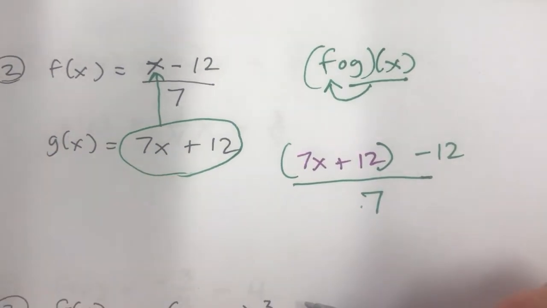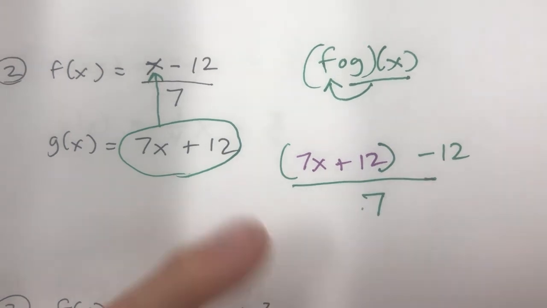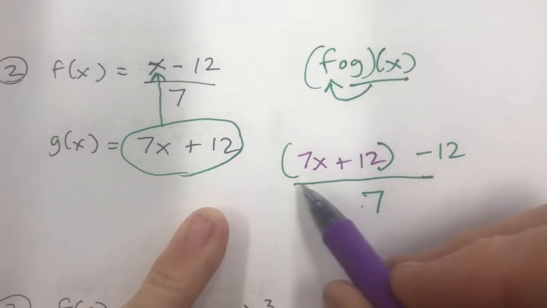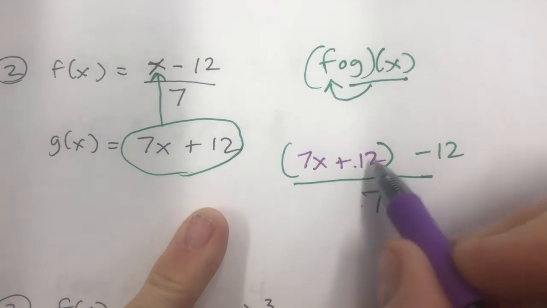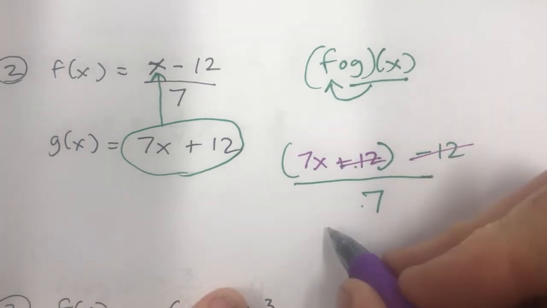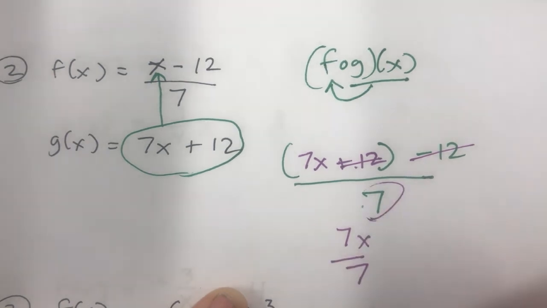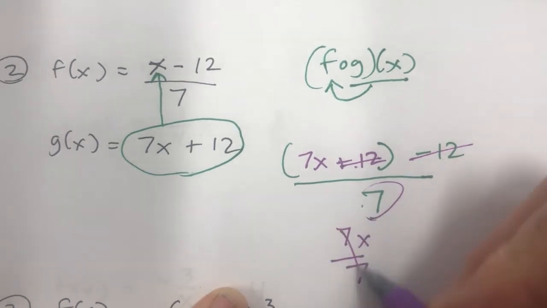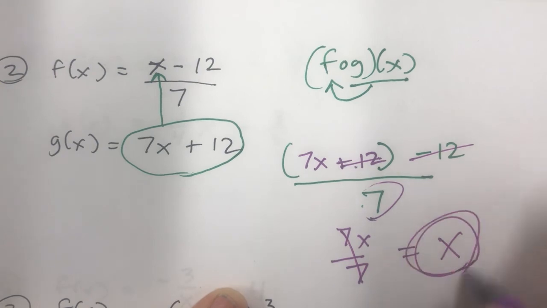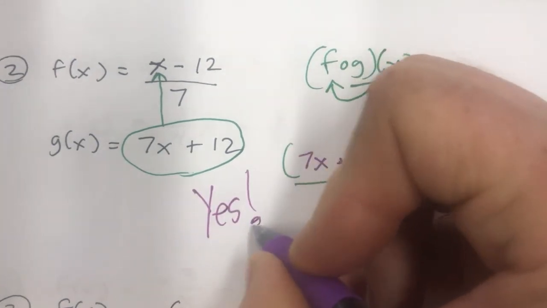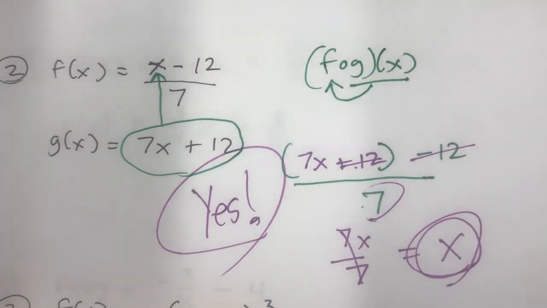Now, when you do this and they're inverses, it should just fall right in place. So right here on the top, 12 minus 12. Now these will cancel. So that gives me 7x over 7. And then the 7s will cancel, and it equals x. And so, yes, these are inverses of each other. And it should just fall right in place like this does.